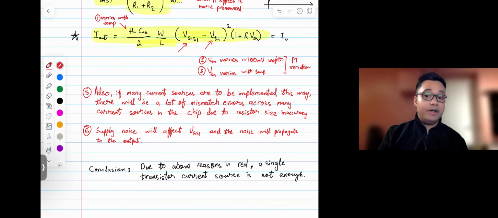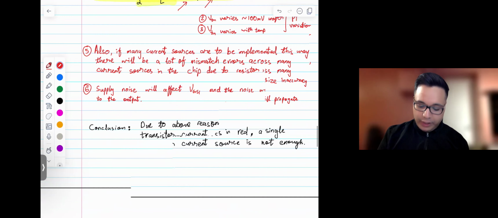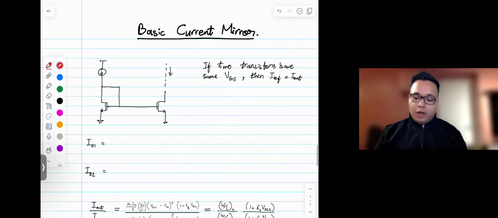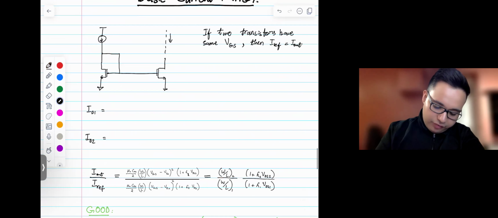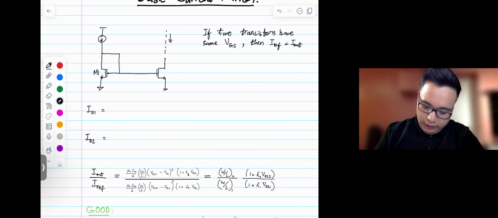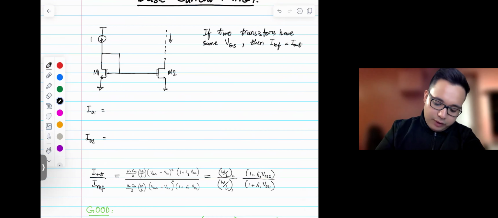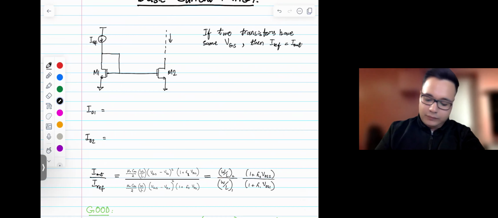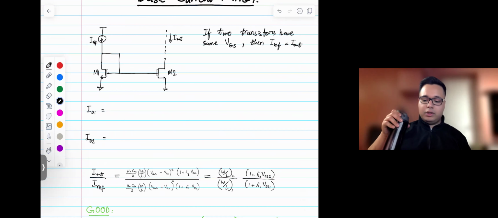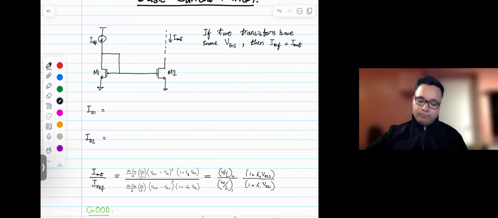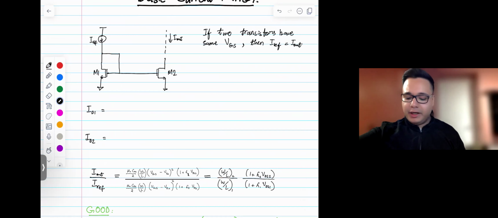And so you'll see the things that we are doing in current mirrors to combat some of these variations. Okay, so let's start with a very basic current mirror. So here we have transistors M1 and M2. I'm sure you have seen this before as well. This is IREF and this is I out. So we have M1, which is a diode connected transistor, and M2, which is the transistor in the output branch.